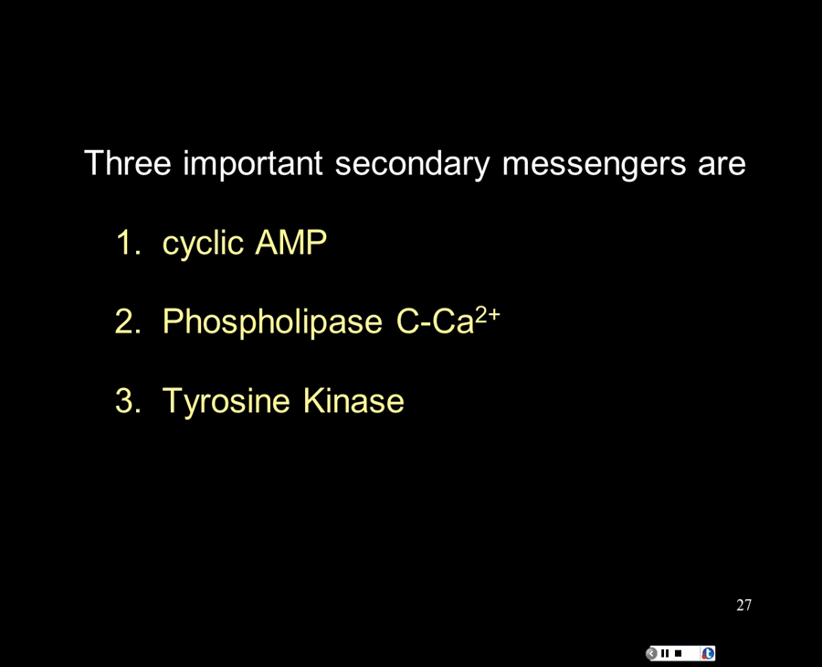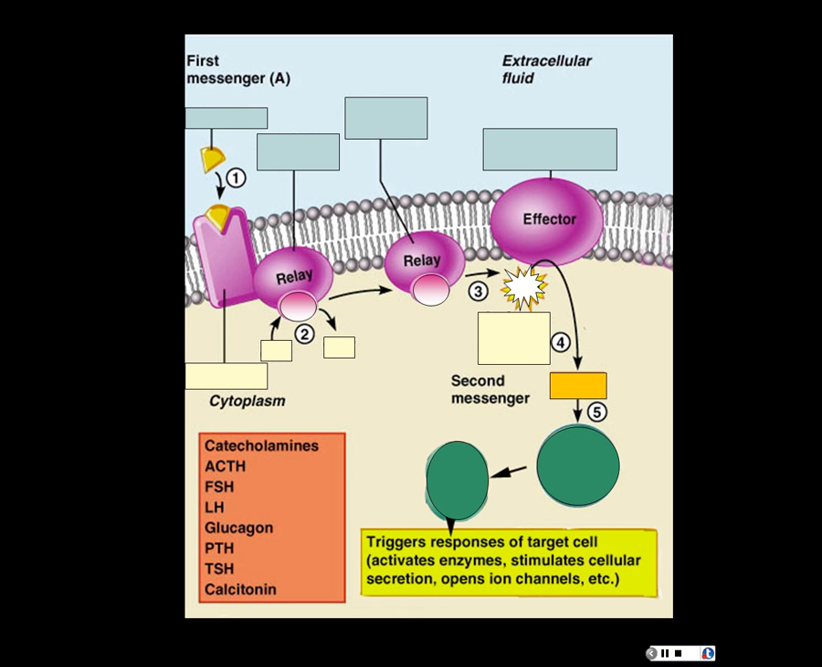We're not going to go through each of them, but we're going to study the cyclic AMP to give an example of how a second messenger system works. And so if you look at your handout, it's going to help walk you through. So we're going to use an image to walk through it, and then we'll fill in the text.